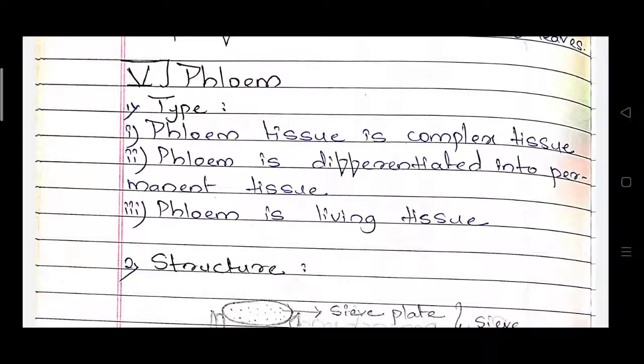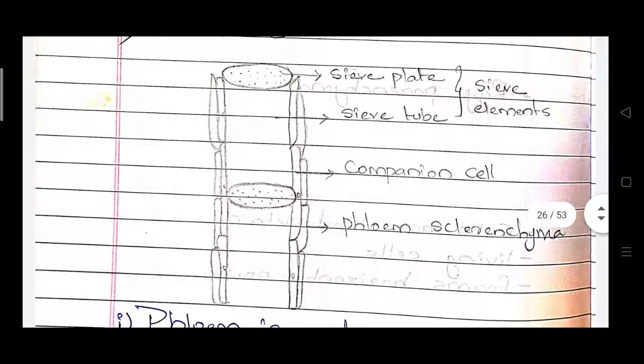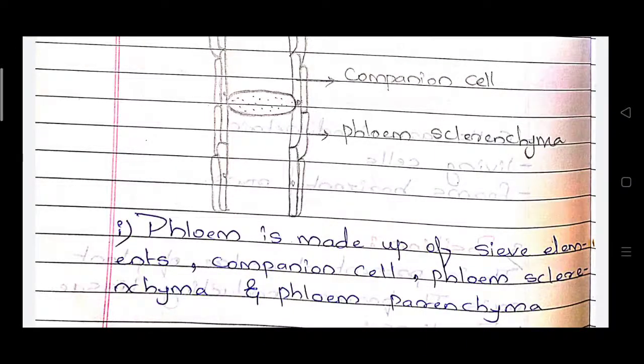Hello students. Today we discuss the phloem, which is part of the mechanical tissue system. As you know, phloem is a complex tissue and it is differentiated into permanent tissue. But it is a living tissue. The structure of the phloem shows different parts like sieve plate, sieve tubes, then companion cells, phloem sclerenchyma and phloem parenchyma. The sieve plate and sieve tubes both together are called the sieve element. So let's discuss one by one.